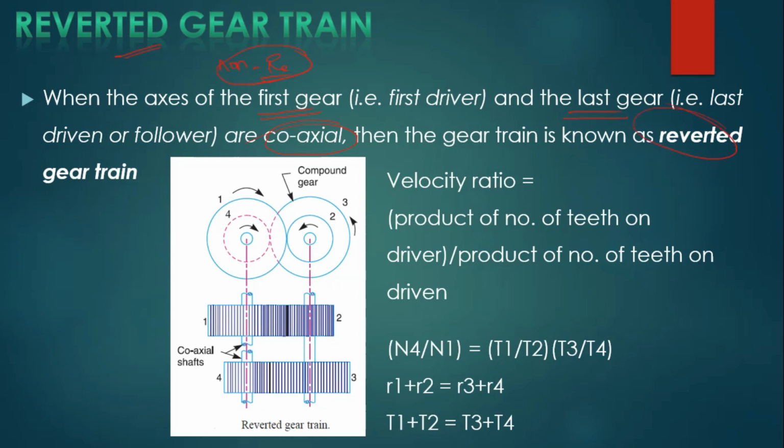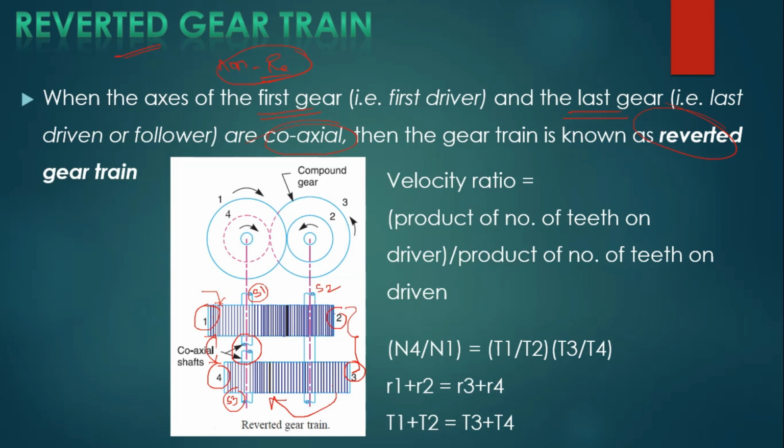See the picture, four gears are there. Gear 1 and gear 4 are both coaxial. This is shaft 1, shaft 2 and shaft 3, so three shafts are there. Shaft 1 carries gear 1, shaft 2 carries gear 2 and gear 3, whereas shaft 3 carries gear 4. Gear 1 is meshed with gear 2, and gear 2 and gear 3 are on the same shaft. Then gear 3 is meshed with gear 4, and gear 1 and gear 4 are coaxial. This type of combination is called a riveted gear train.